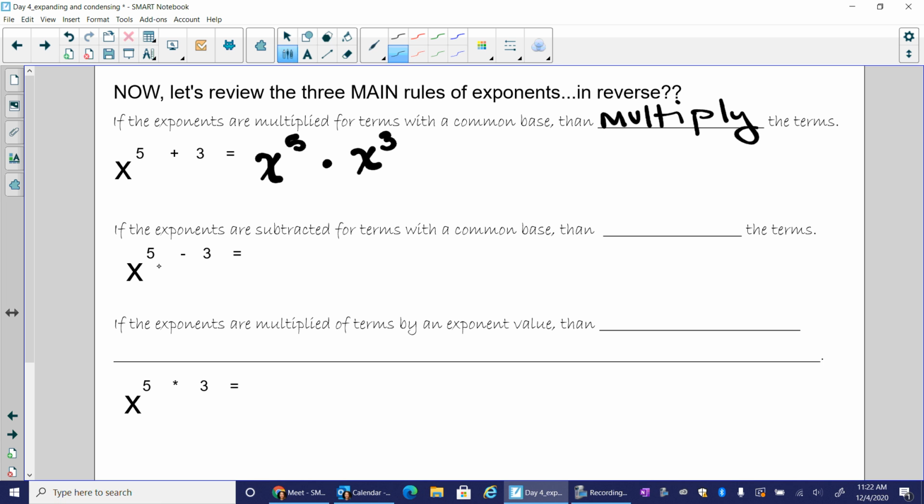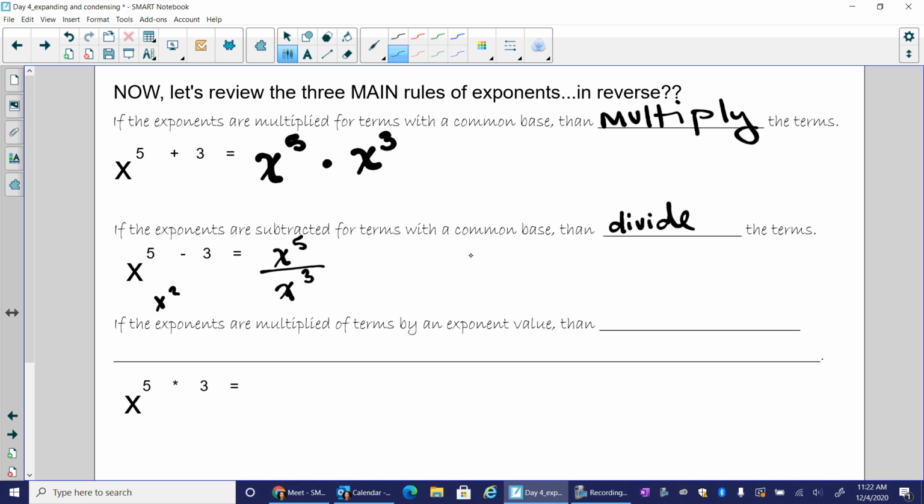Now we have 5 minus 3. The exponents were being subtracted. So hopefully you remember that means we must have had division: x to the fifth over x cubed. So then we divide the terms with the like bases. And just as a reminder, obviously you can probably see 5 minus 3 is 2, so this is x squared.